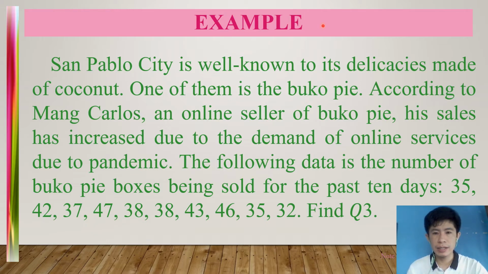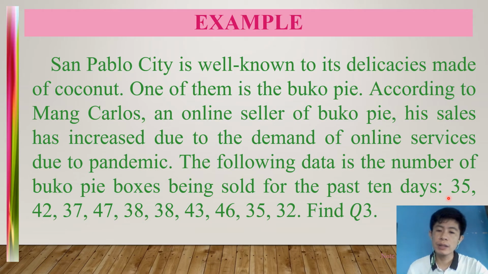Okay, so this is the first example. I will read first the problem. San Pablo City is well known for its delicacies made of coconut. One of them is the buko pie. According to Mang Carlos, an online seller of buko pie, his sales have increased due to the demand for online services during the pandemic. The following data is the number of buko pie boxes being sold for the past 10 days. And these data are as follows.